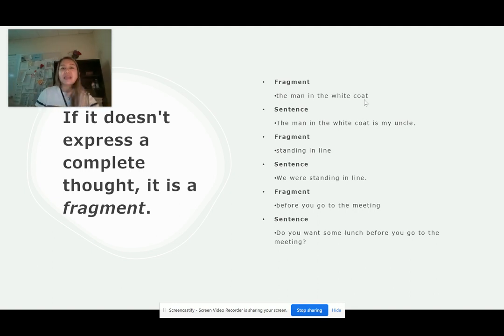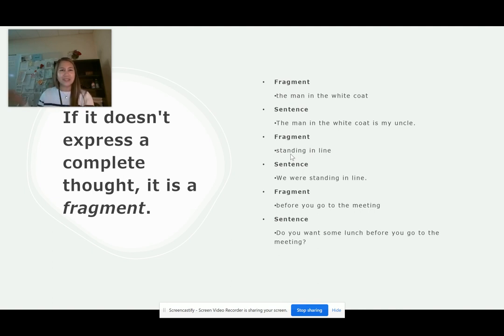Now let's look at the second one. It's labeled right here that it's a sentence. Let's see how it's different from the first one. The man in the white coat is my uncle. Ooh, now it makes a lot of sense. Now we know that the man in the white coat is the uncle of the speaker. It may not say what he's doing, but now it expresses a complete thought.